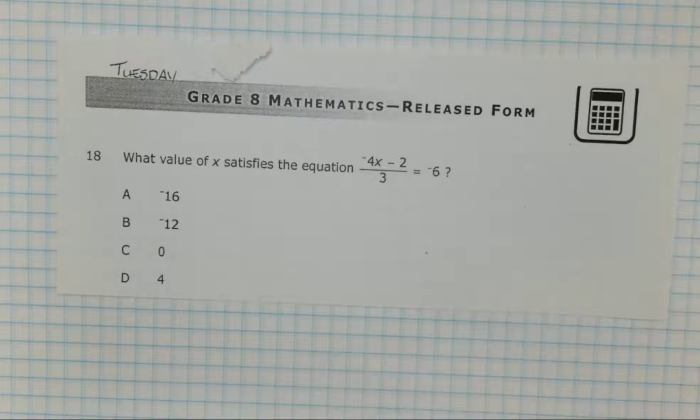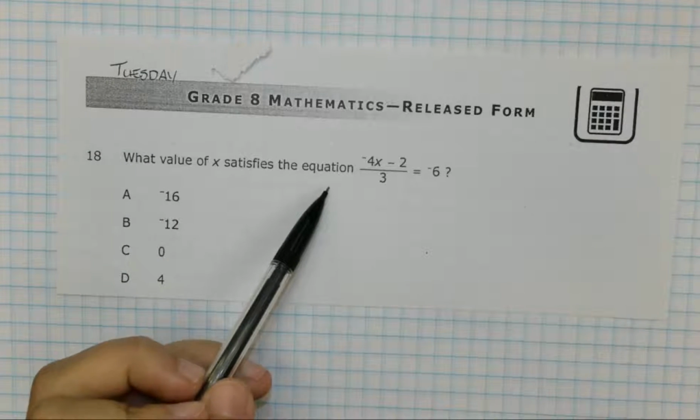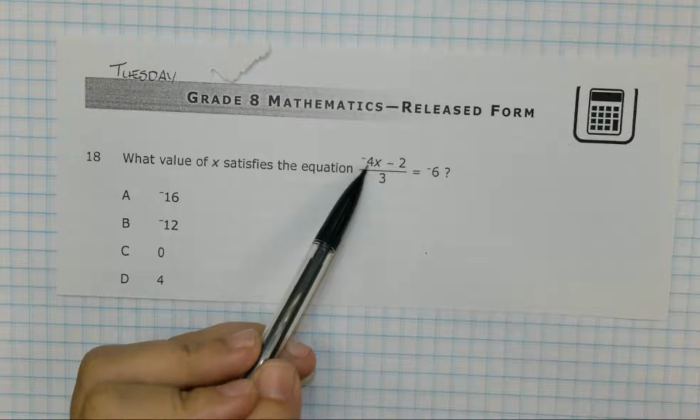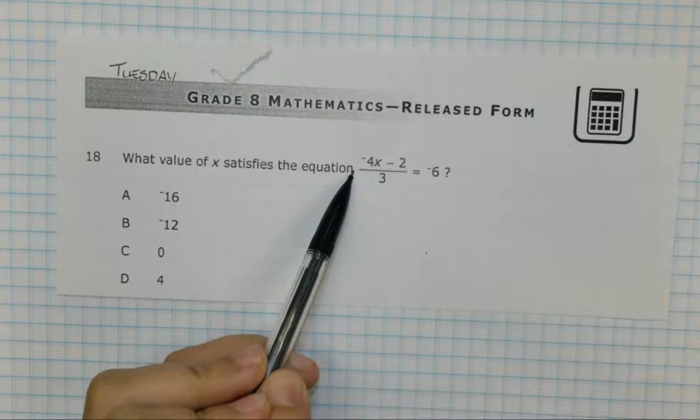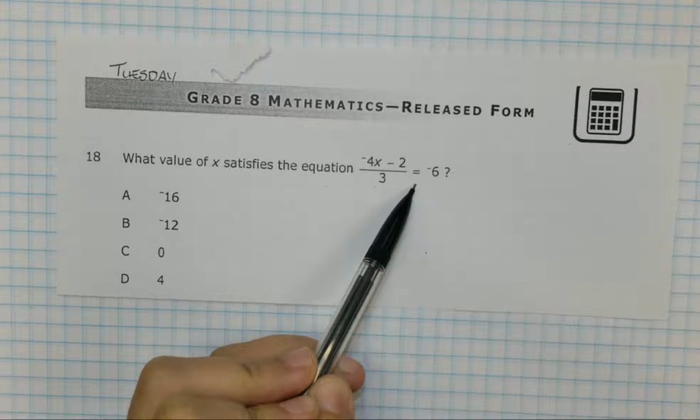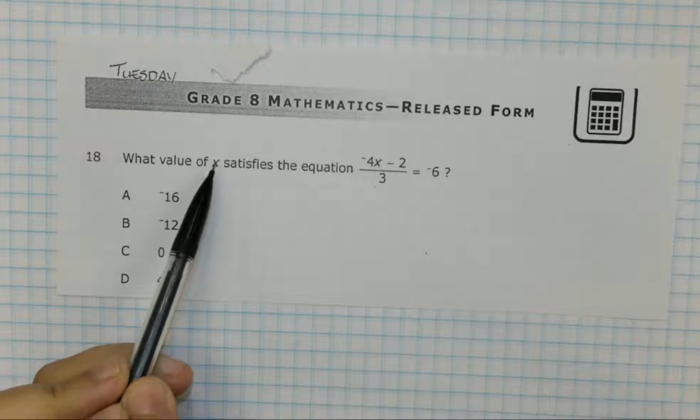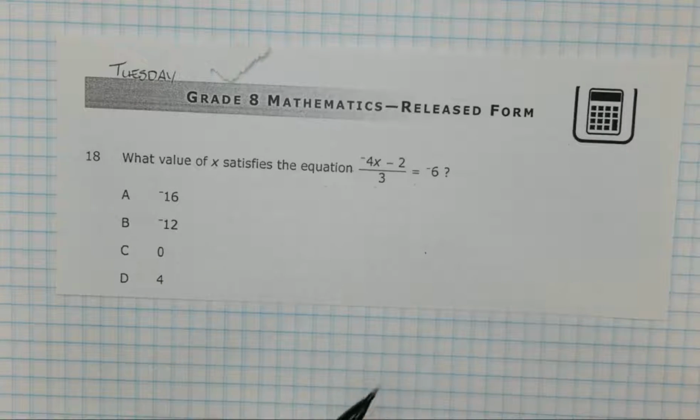So the question says, what value of x satisfies the equation? And here's the equation, negative 4x minus 2, all of that is being divided by 3, and it equals negative 6. Okay, so we're trying to find out the value for x that satisfies that.